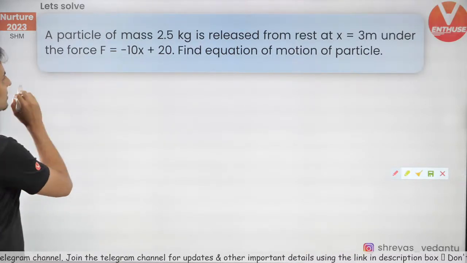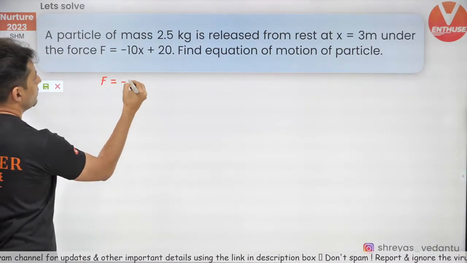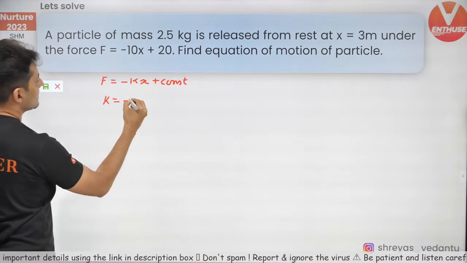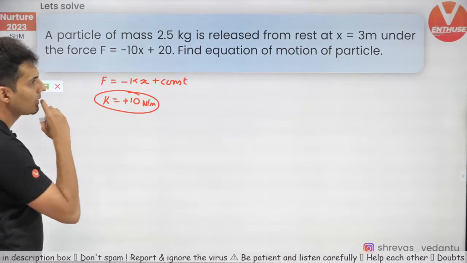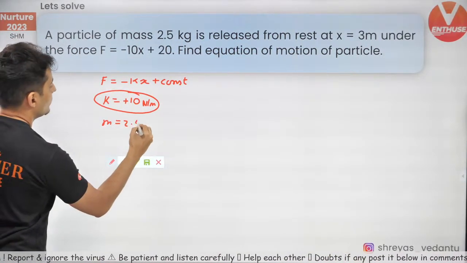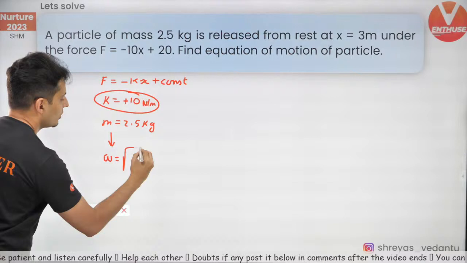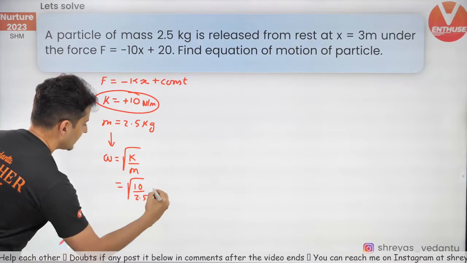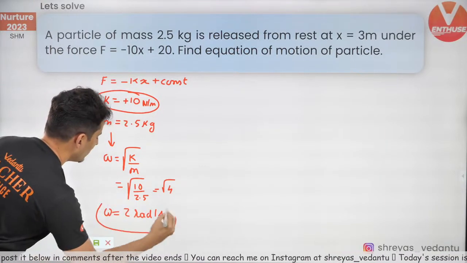Okay, so let's try to solve this. If you compare this with F is equal to minus kx plus some constant, quickly you will understand k is nothing but 10 Newton per meter. Fair enough. The particle has mass 2.5 kg, so mass is also known. From this you can quickly find omega, which is root of k over m. So k is 10, mass is 2.5, so that is root of 4, which is nothing but 2 radians per second. That's omega.